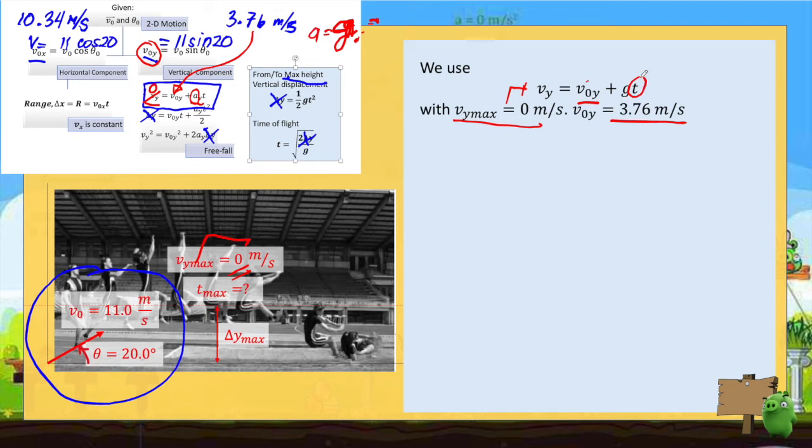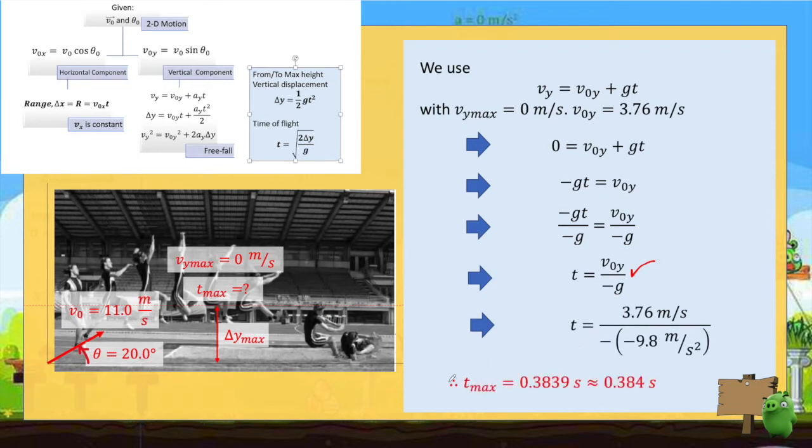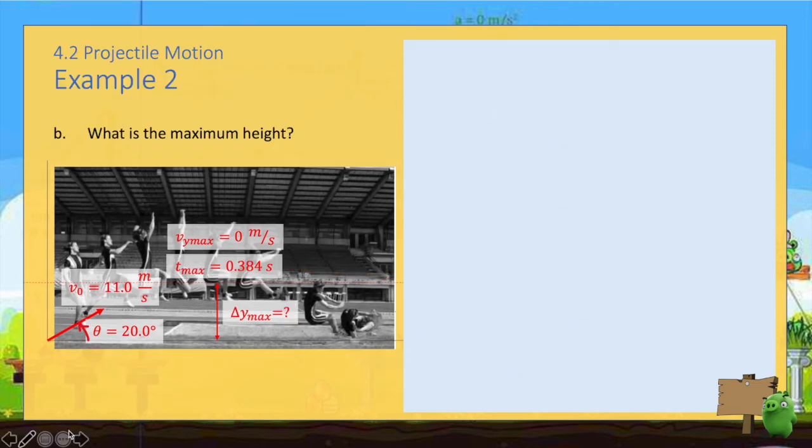Now, let's just modify the values. So, we have this final formula. And then, we'll just substitute all the values. And then, we have the time. In short, when we reach a maximum height, it will be at 0.3 seconds.